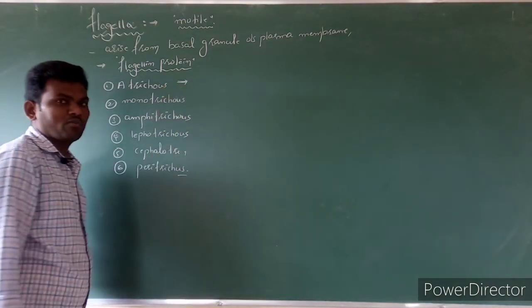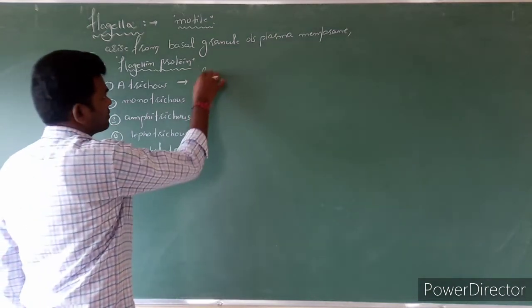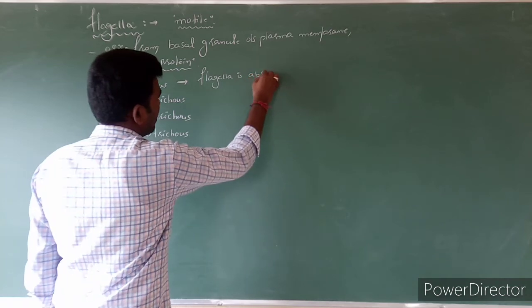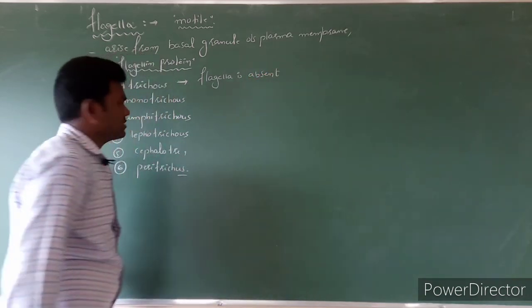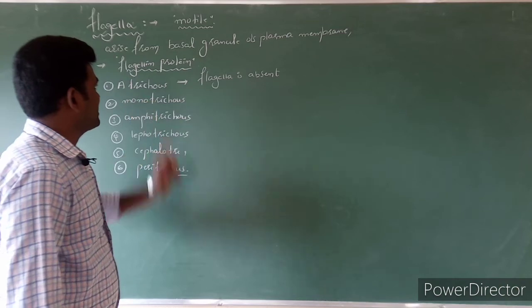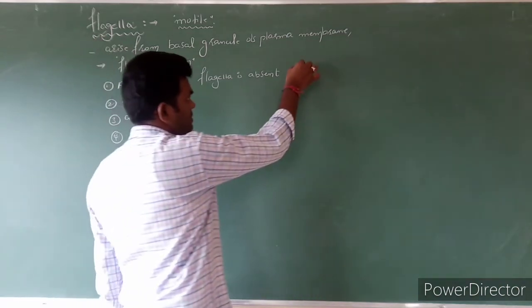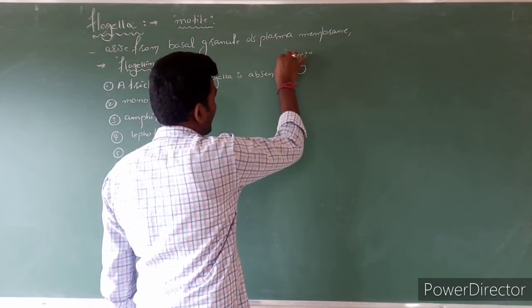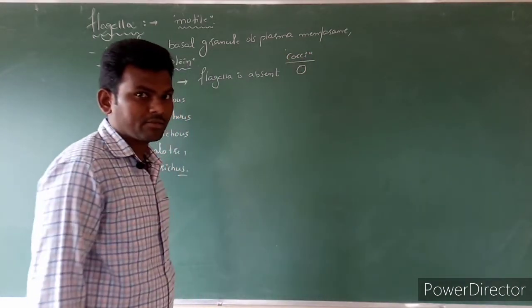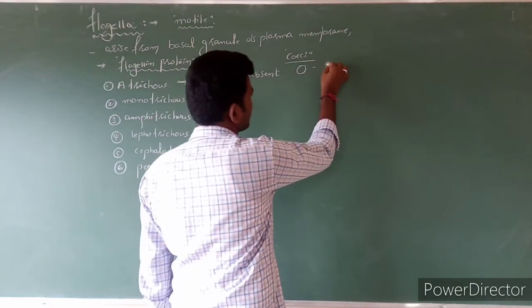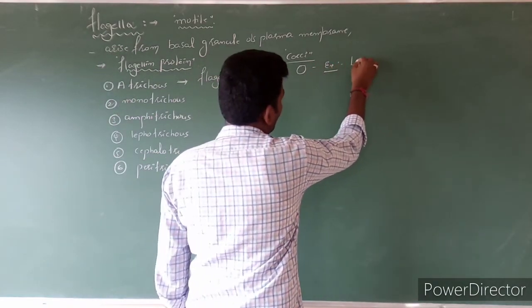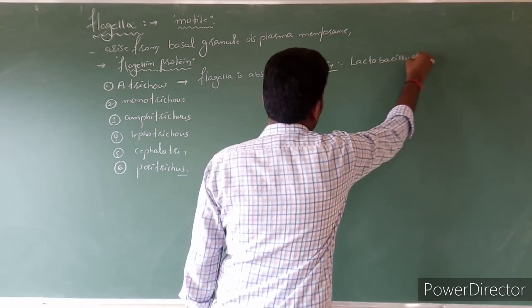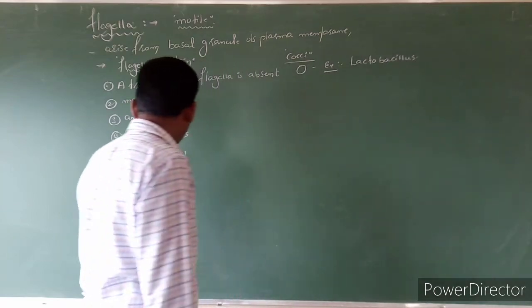Atrichous means flagella is absent. So such bacteria we can call Atrichous bacteria. Example is Lactobacillus.